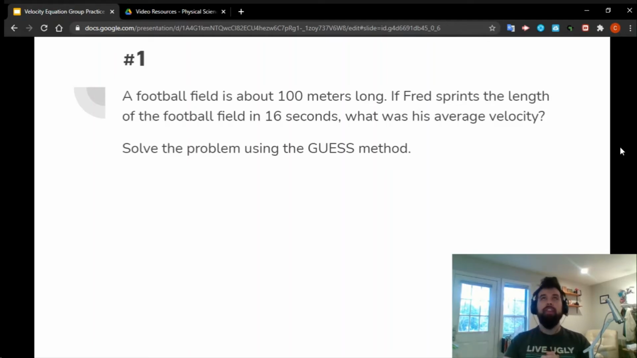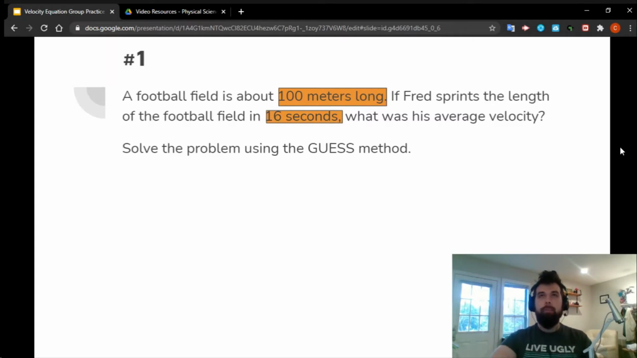Okay, so the first thing that I'm going to do is I'm going to look for my given values. That's the G in guess. And it looks like I've got two numbers here, and I'll highlight them. I like to highlight my numbers anytime that I do a word problem. The first one is 100 meters. They told me that, and they also told me that Fred sprinted this 100 meters in 16 seconds.